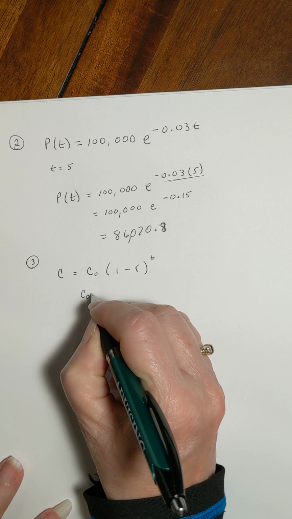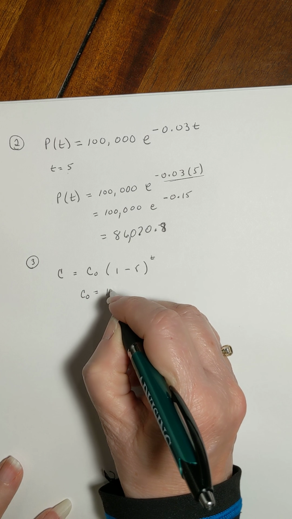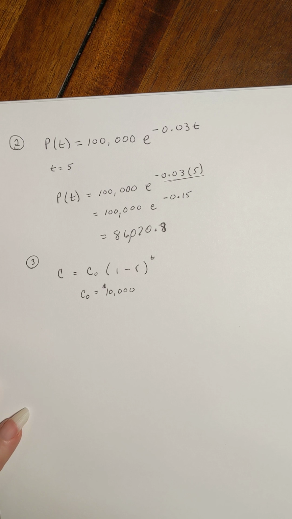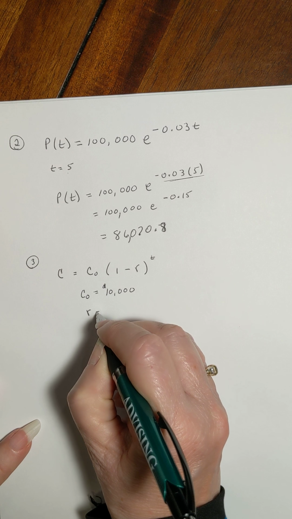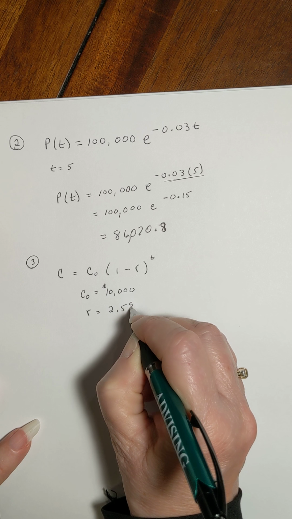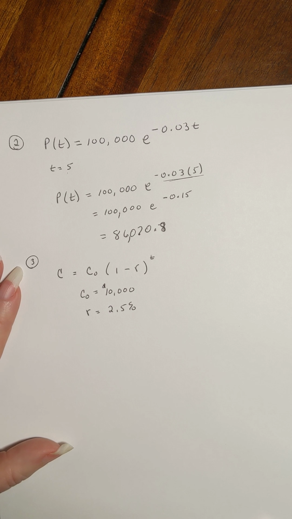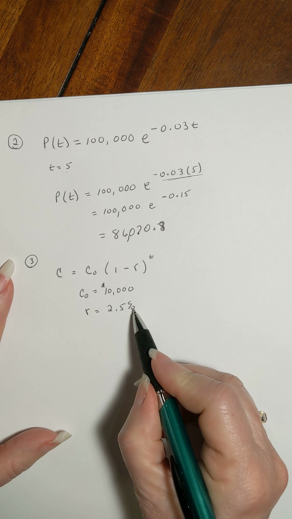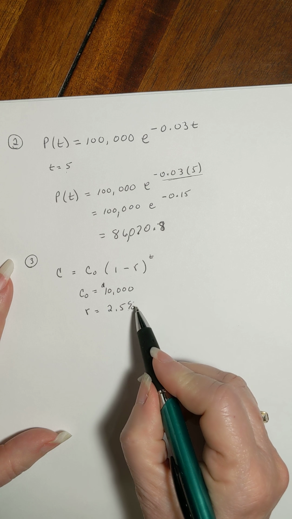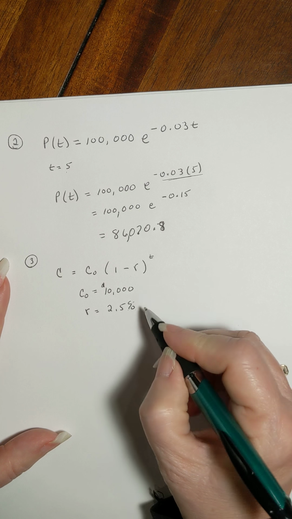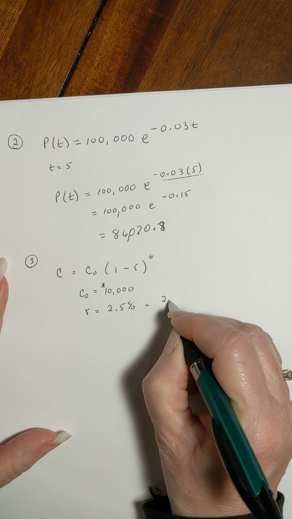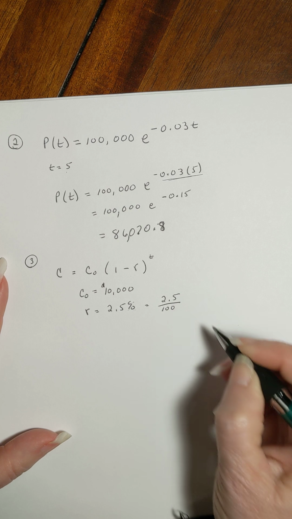So that would tell me that C0 is the initial cost. That would be the $10,000. And then it says the rate of depreciation is 2.5%. So here R would be equal to 2.5%. Now, 2.5% means percent, means divide by 100. You can almost see it in the little symbol that they use for it. You're saying divide it by, and then here's your 2 zeros. So this would be 2.5 divided by 100.